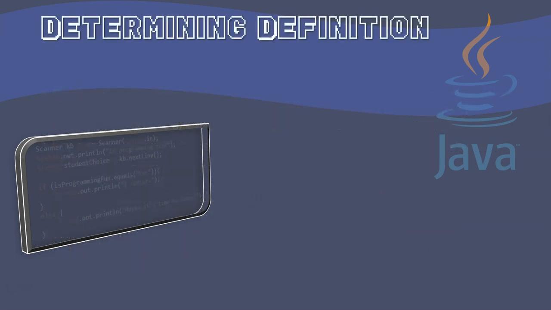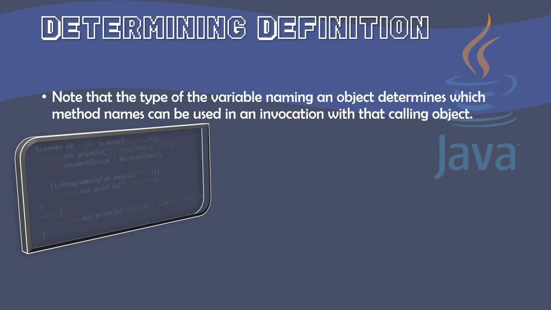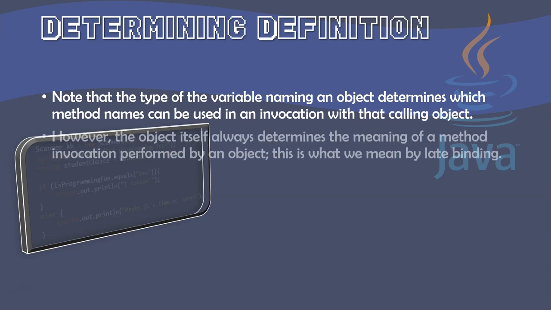So what does that mean? How does this start working with things? We start looking at how our definitions get determined here. The thing you have to note is that the type of the variable naming an object determines which method names can be used in an invocation with that calling object. However, the object itself always determines the meaning of a method invocation performed by an object, and that's what we mean when we talk about late binding.